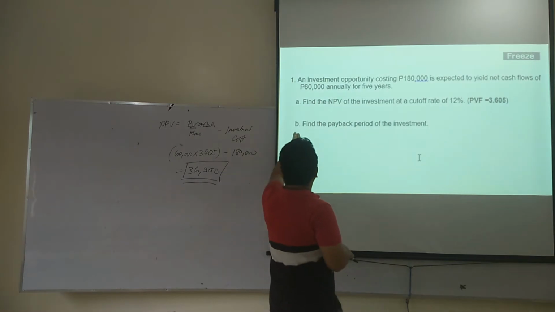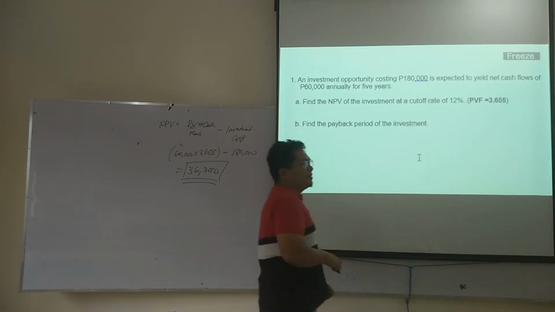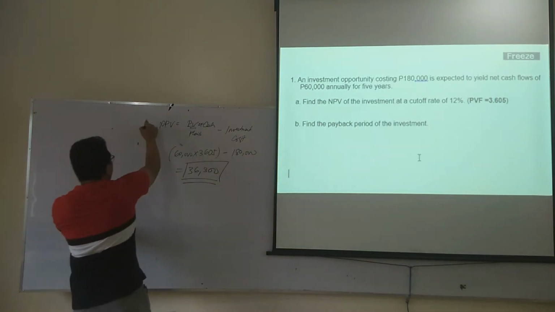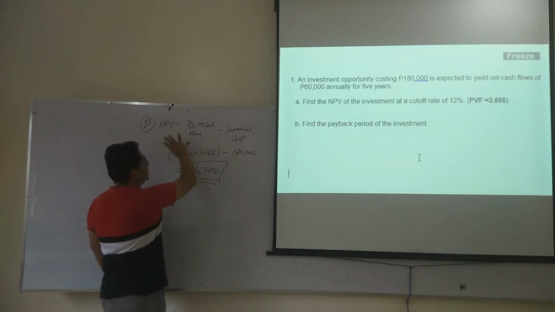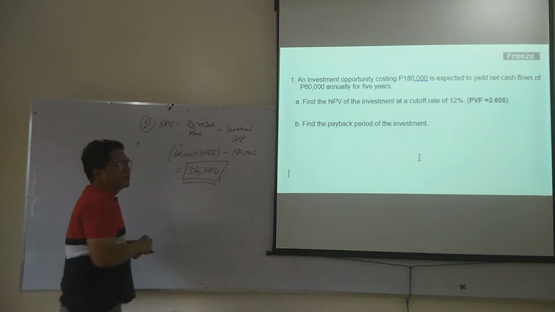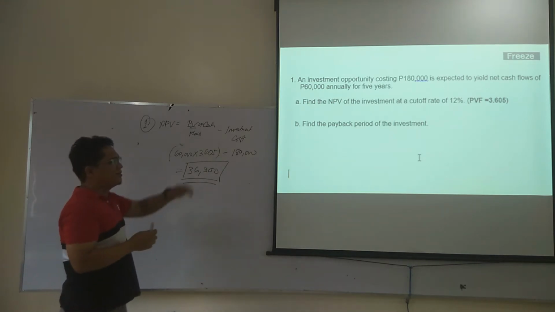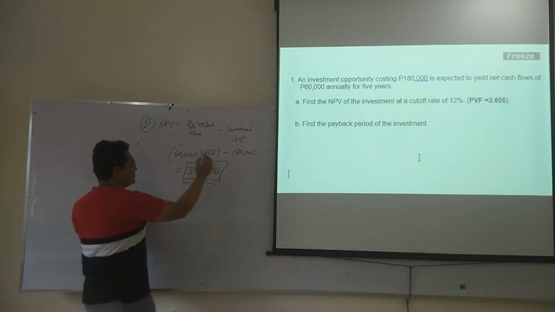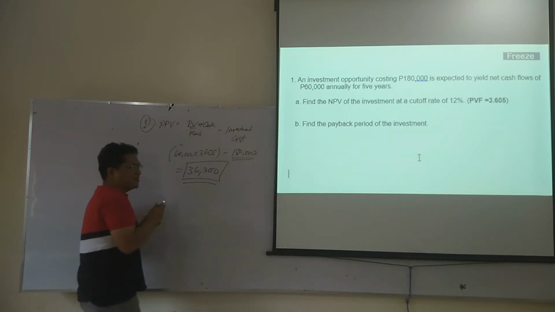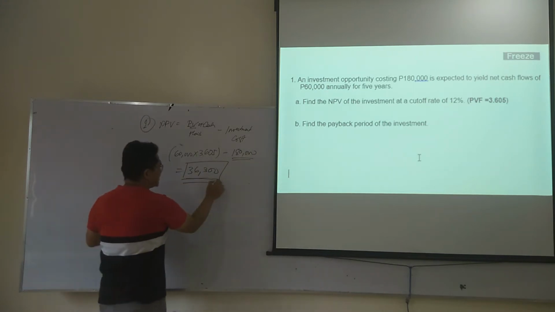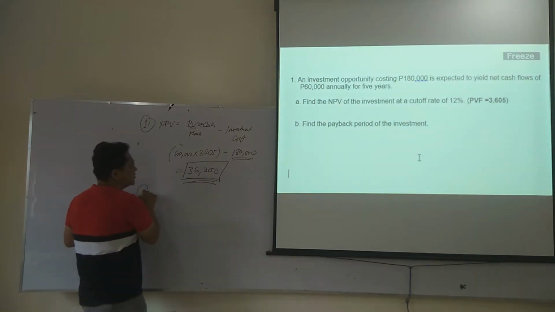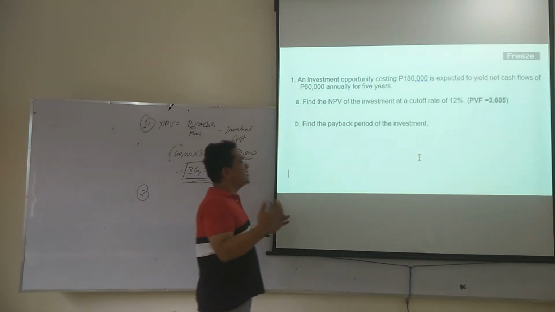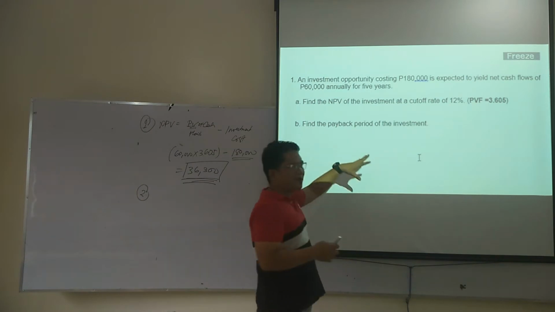Next problem. Find the payback period of the investment. Number 1, the net present value. After computing the present value of our cash flows expected from this project, then after deducting the 180,000, we still have an excess of 36,300. So number 2. Another way of evaluating a project is computing its payback period.